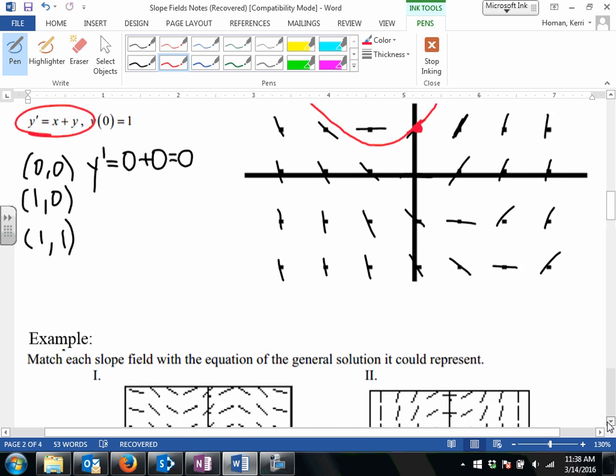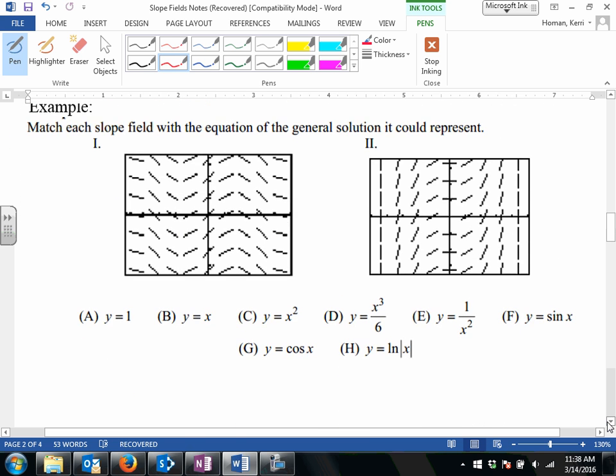Let's keep going. Match each slope field with the equation of the general solution it could represent. Here are your slope fields, and here are the solutions. What does this look like? It looks like sine, so this matches F. What graph does this look like? C or D? It looks like a cubic. So this would be D.